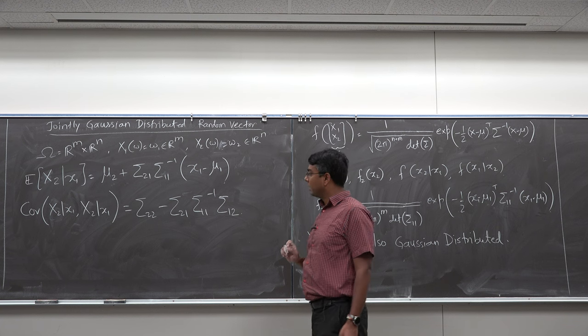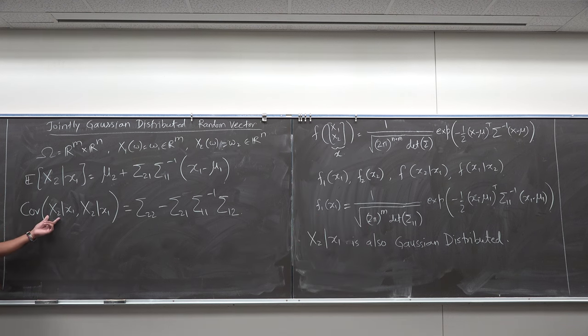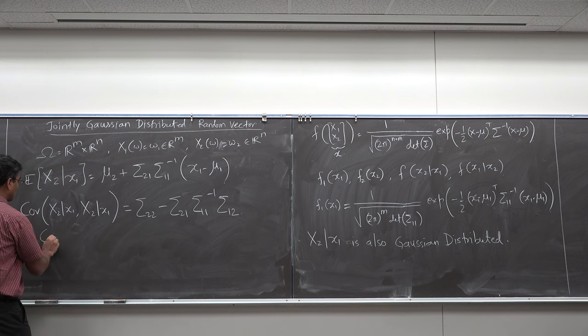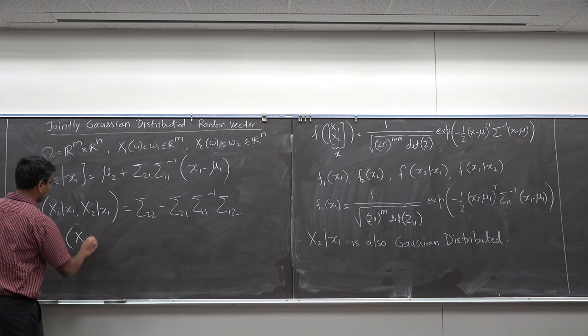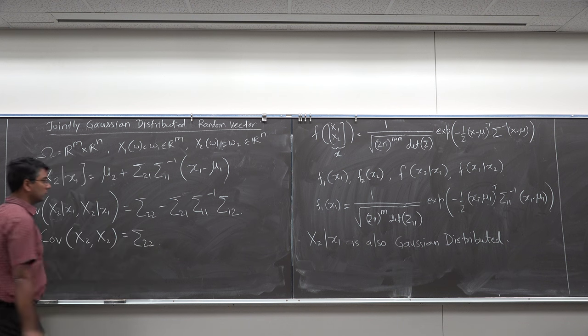There is one important thing to note here. If you did not know x1, so there is no conditioning, then the covariance is actually going to be sigma 22. So the covariance of x2 and x2 is sigma 22.